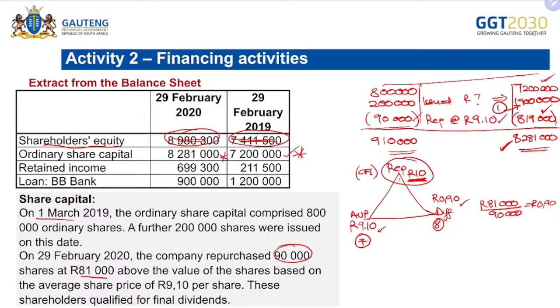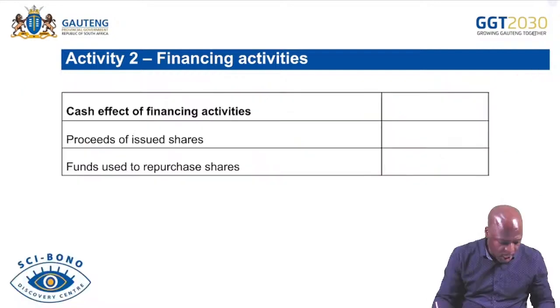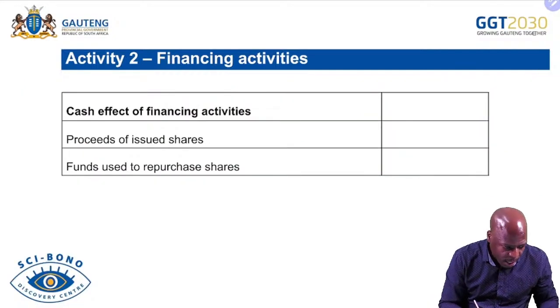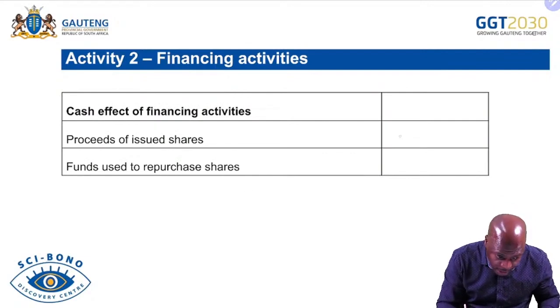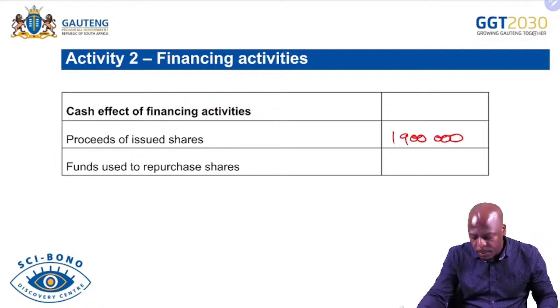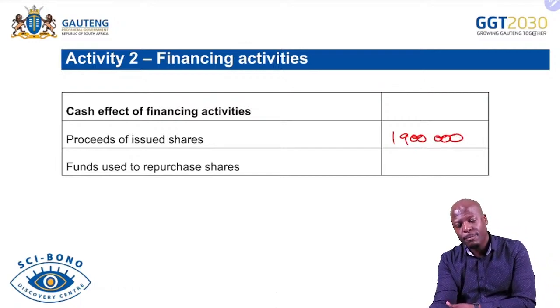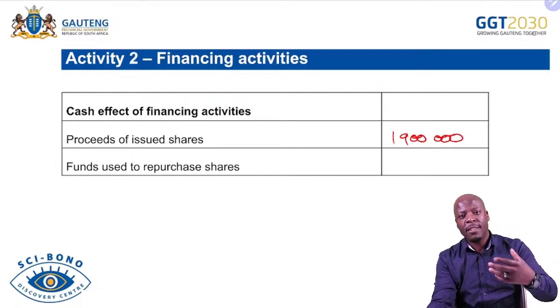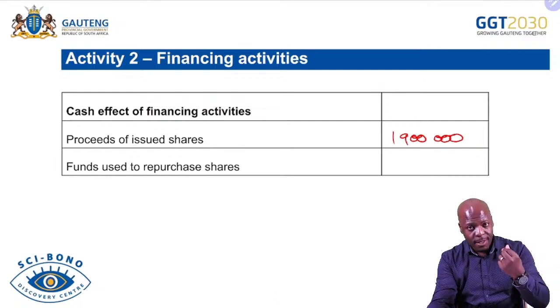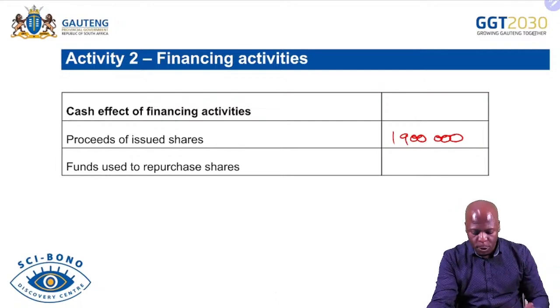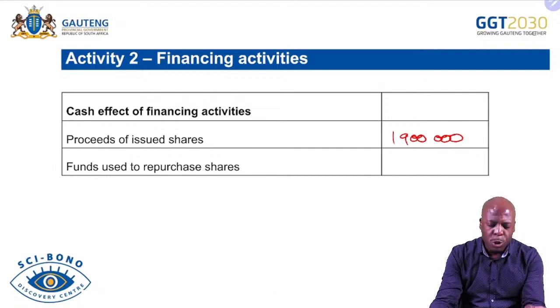Let's see. How then do I show this in my cash flow statement? Proceeds from the issue of shares. Remember, how many shares did I sell? I sold 200,000 shares, but how much did I get? I got my 1,900,000. Do I consider that to be inflow or outflow? Proceeds from issue of shares. We gave them shares. They gave us the money. Cash inflow. You're correct.